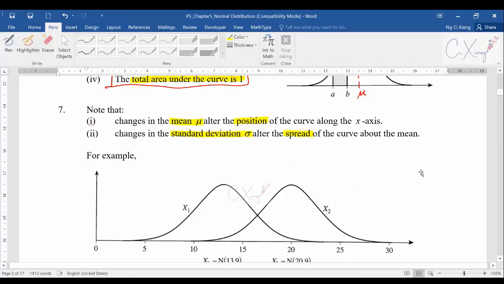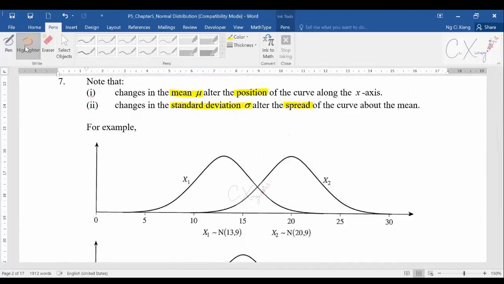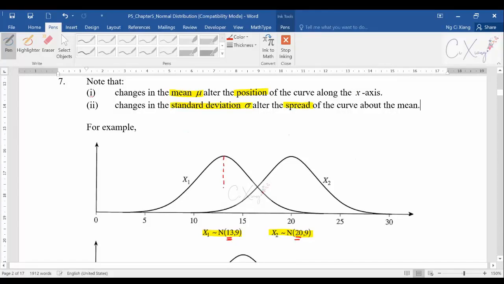So you can have a look here. For this example, I'm having two distributions, the first one and the second one. If you look at the values, the difference is the mean, but the variances are the same. The mean means that you are moving your graph either left or right. This value is 13, then this value is 20. So this is the difference of the mean.